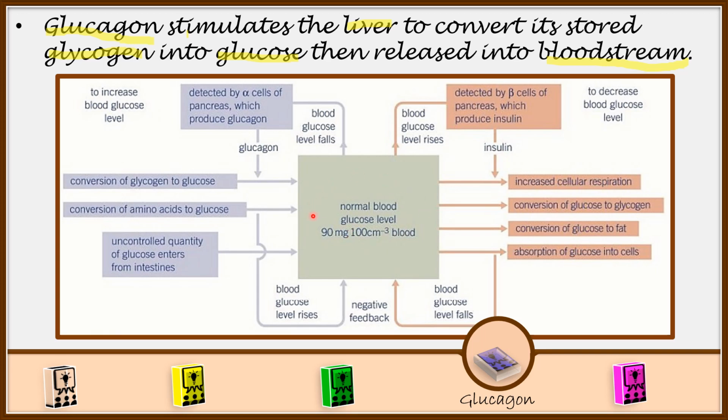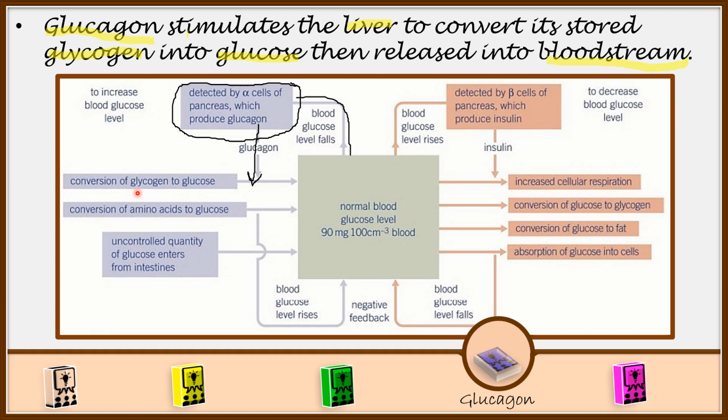So if the glucose level in the blood falls down, it means that now the alpha cells in the pancreas will detect that the glucose level in the blood has reduced. And these cells are going to produce a hormone, glucagon. And glucagon is going to stimulate the liver to do the following. One, it is going to instruct the liver to convert the stored glycogen into glucose.